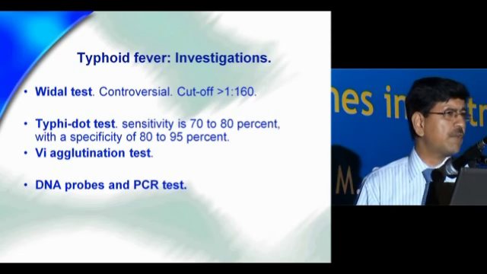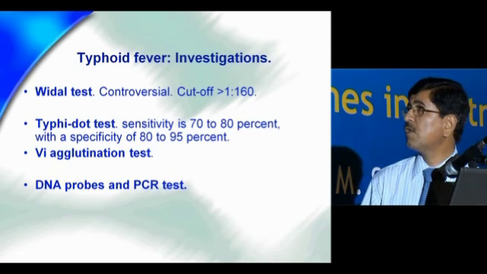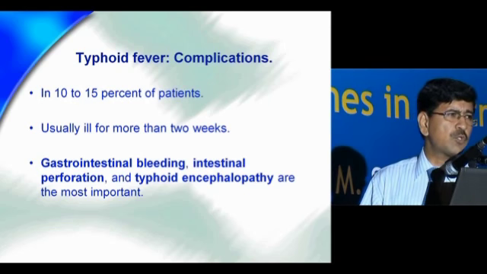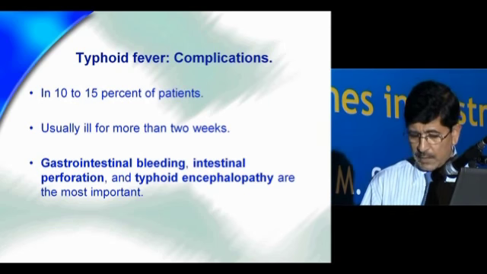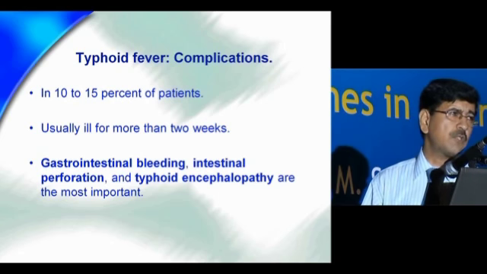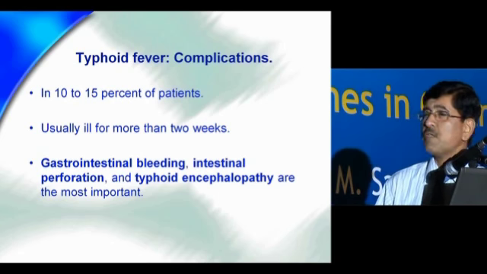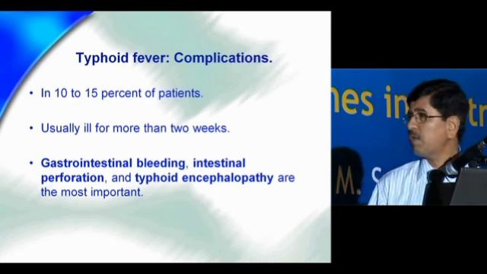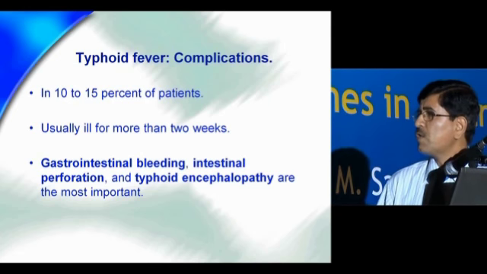If the patient remains undiagnosed or untreated, or if the antibiotic has not worked properly, then the person may enter into complications. Around 10 to 15% of patients may develop one or another complication, and usually this occurs after about 2 weeks of the current illness. Gastrointestinal bleeding, intestinal perforation, and typhoid encephalopathy are the most important things that could occur.